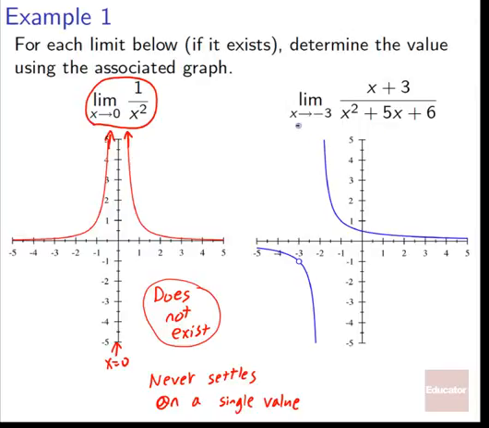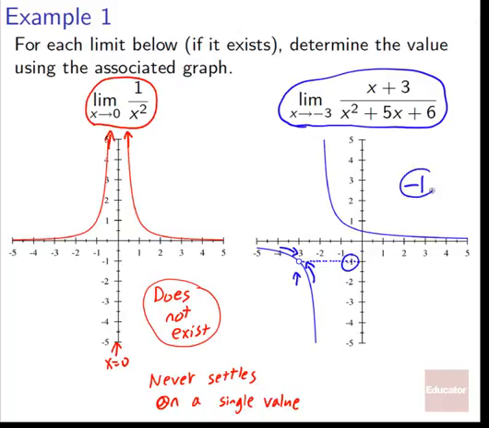Next one, limit as x goes to negative 3 of (x + 3) divided by (x squared + 5x + 6). So in this one, if we plug in negative 3, hey look, there's a hole. So we can't just directly plug in negative 3, but from the graph we can see there's nothing wrong, right? We're approaching the same thing from the left and the right side. What value are we approaching? We are approaching a value of negative 1, so the limit is negative 1.